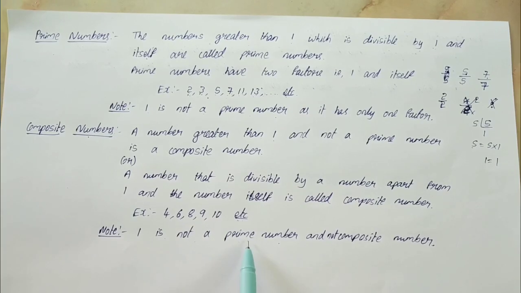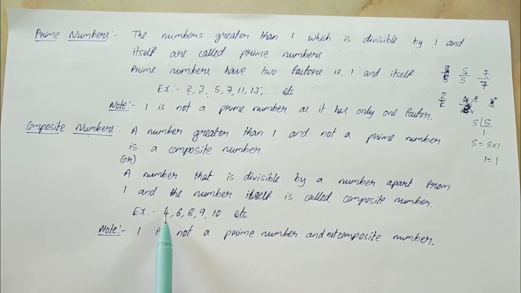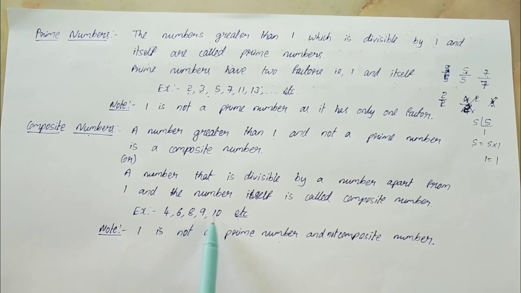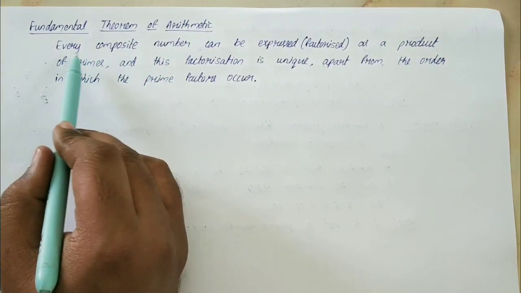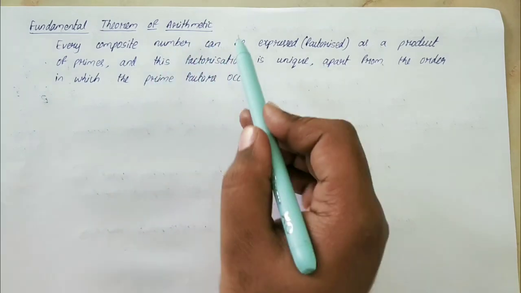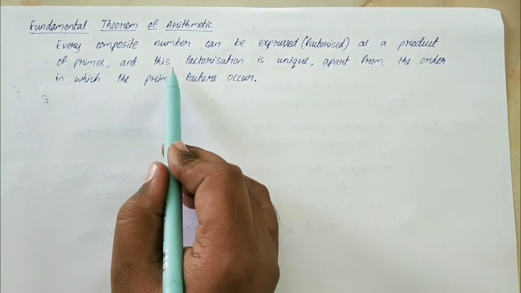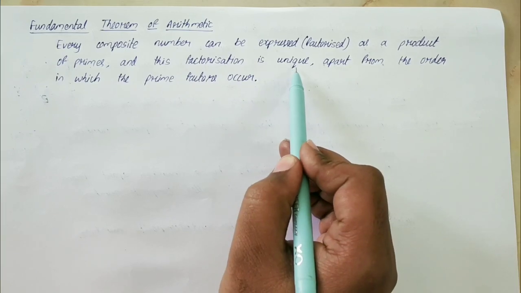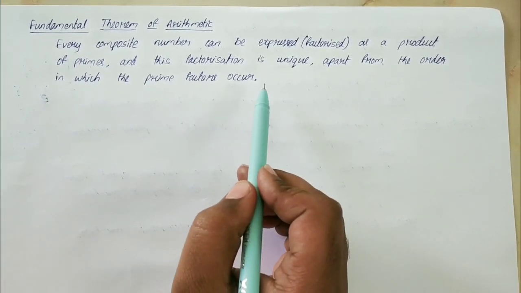So 1 is not a prime number and at the same time it is not a composite number. Examples for composite numbers: 4, 6, 8, 9. Fundamental theorem of arithmetic. What is the fundamental theorem of arithmetic? The statement says every composite number can be expressed as a product of primes and this factorization is unique apart from the order in which the prime factors occur.